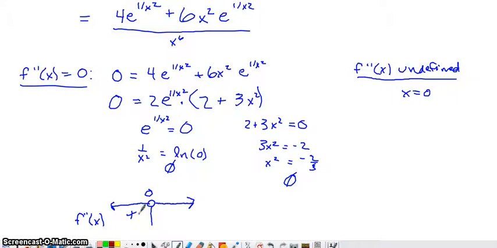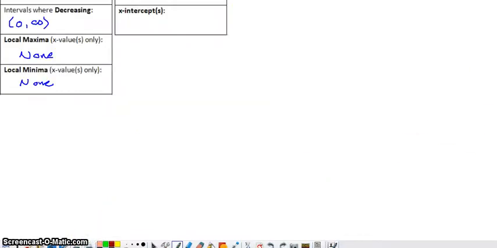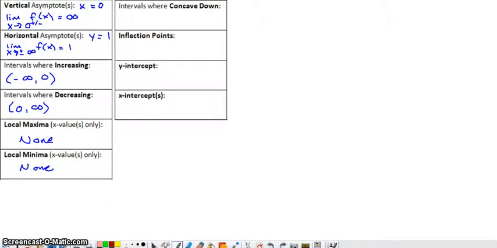Now on the other side of 0, pick a +1, put it in place of all the x's. Everything's going to be positive, so you're looking at a positive second derivative for the entire graph except at 0. That means our function's concave up to the left of 0 and then also to the right of 0. Remember that at 0 we had an asymptote. So we'll go ahead and we'll fill in the rest of this list, and we'll see if we can put it all together to sketch a graph.